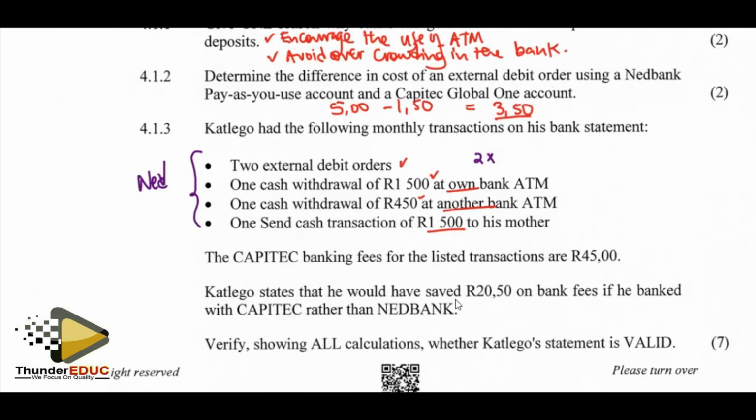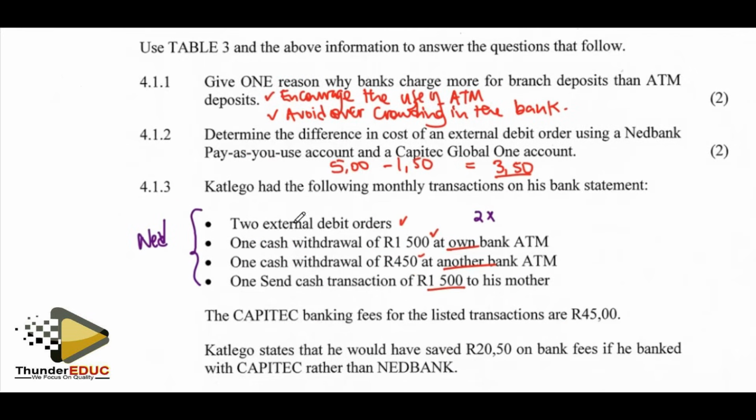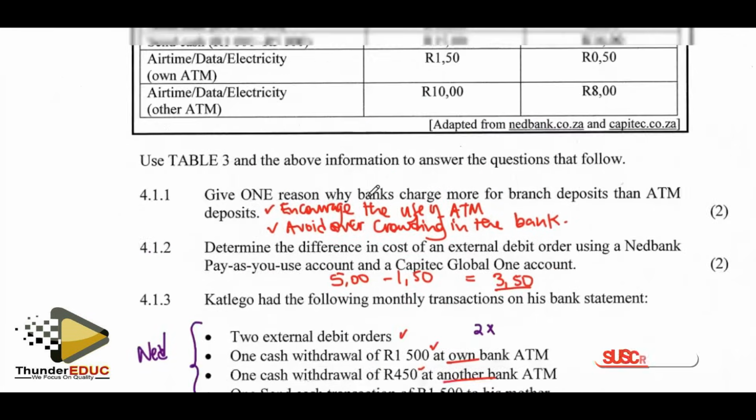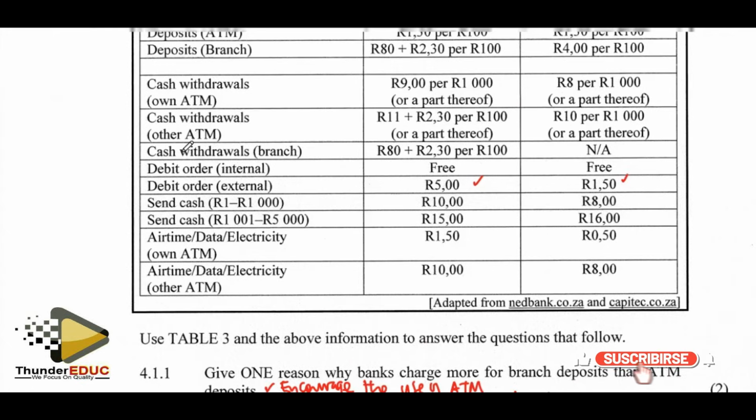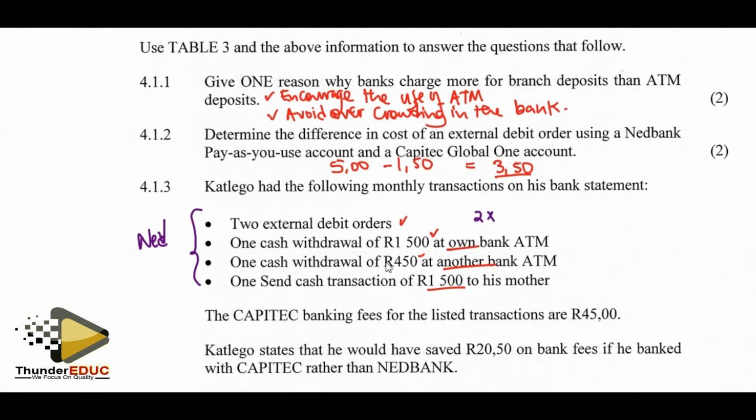So we need to calculate the cost. If it's Nedbank and you're doing 2 external debit orders, what will you do? It will be 2 times. You come here to debit orders, external. This is Nedbank. So external, 2 times 5 gives you 10 rand.